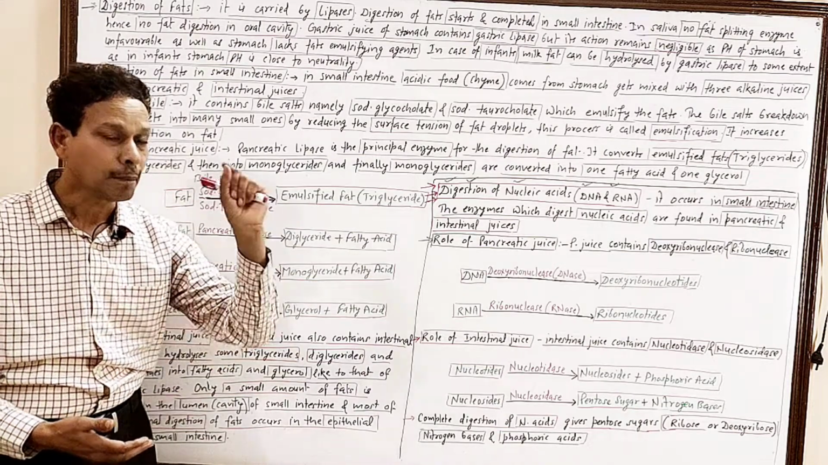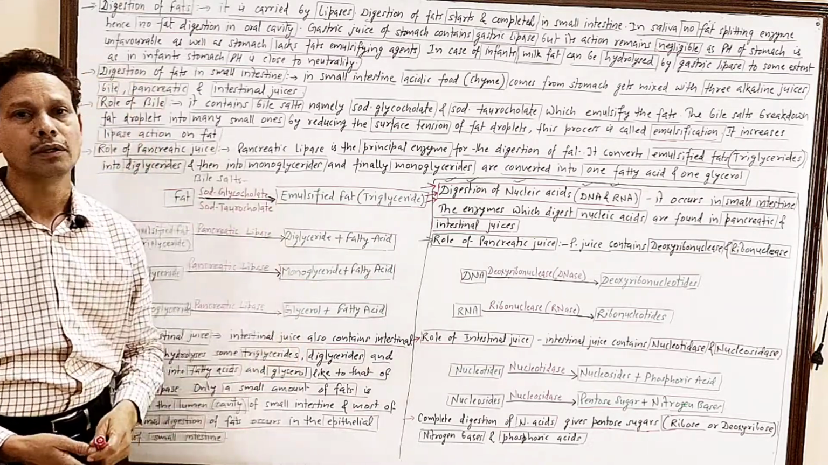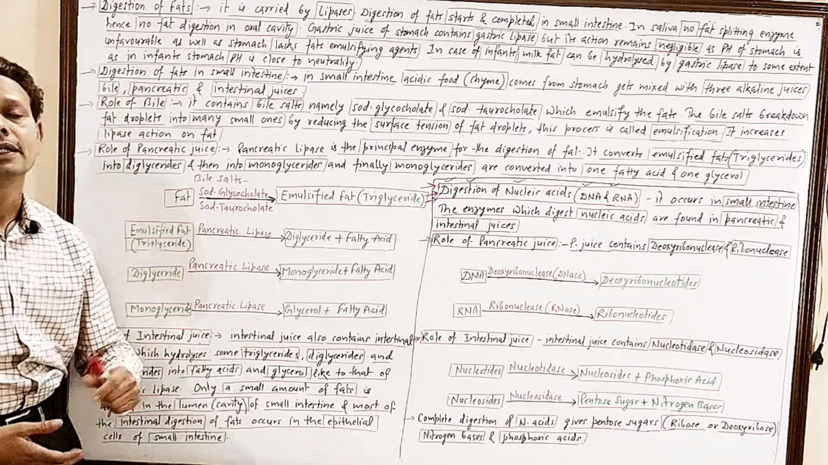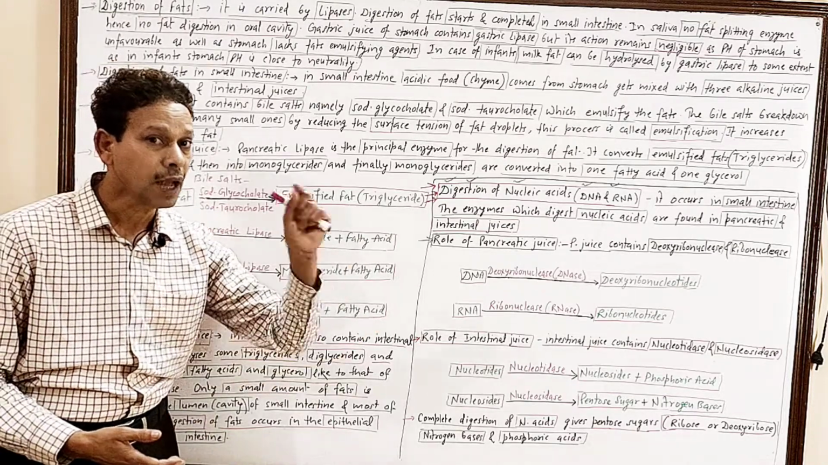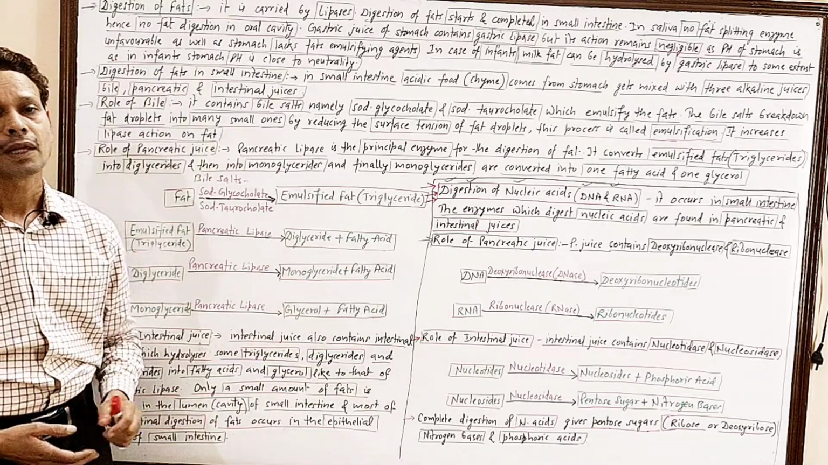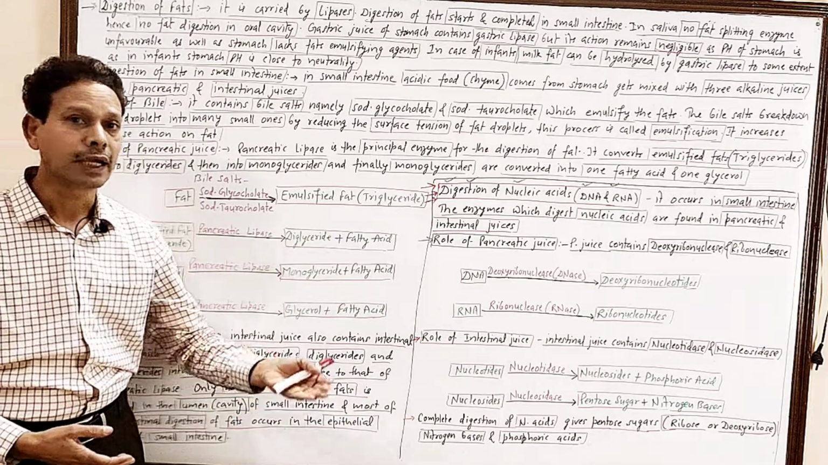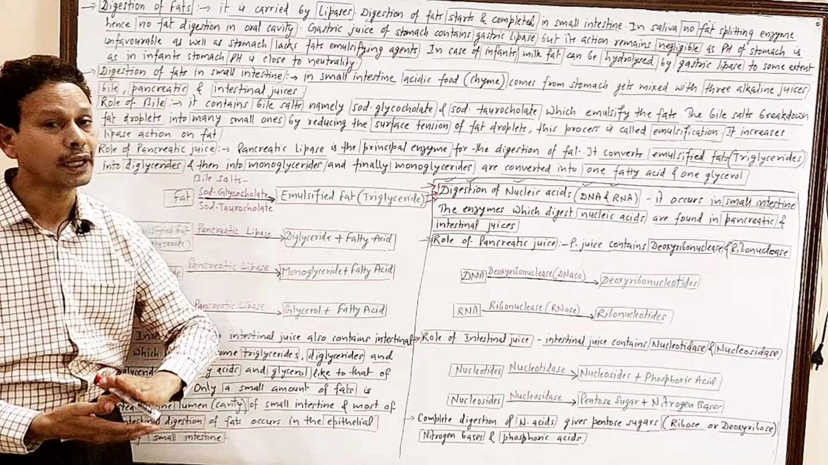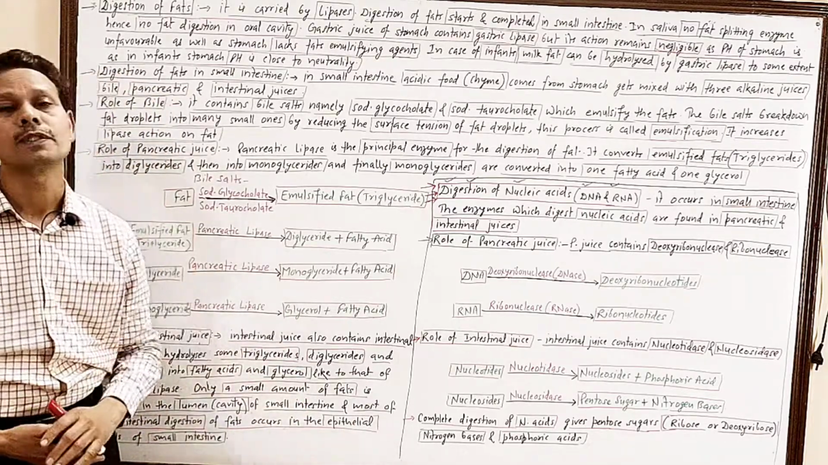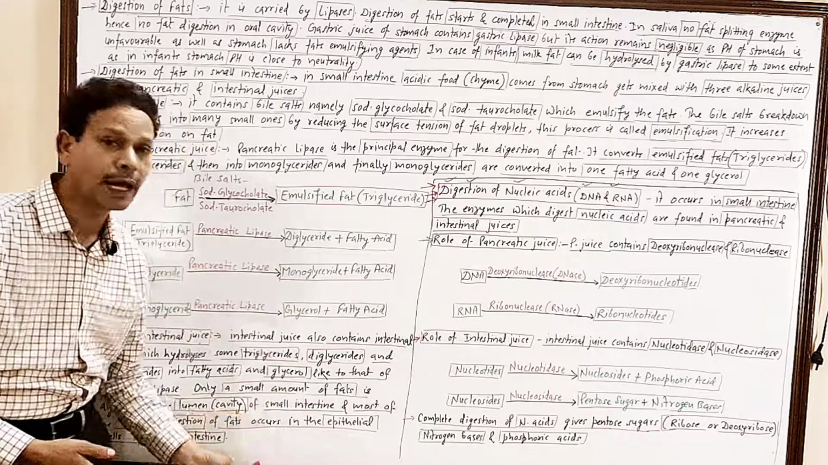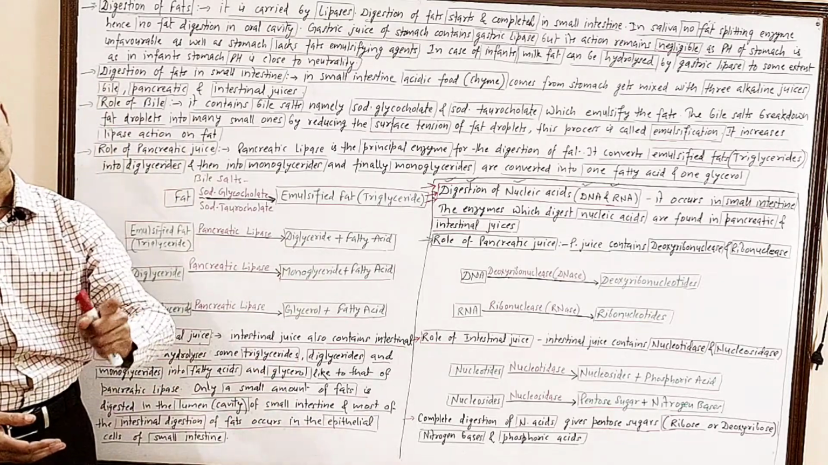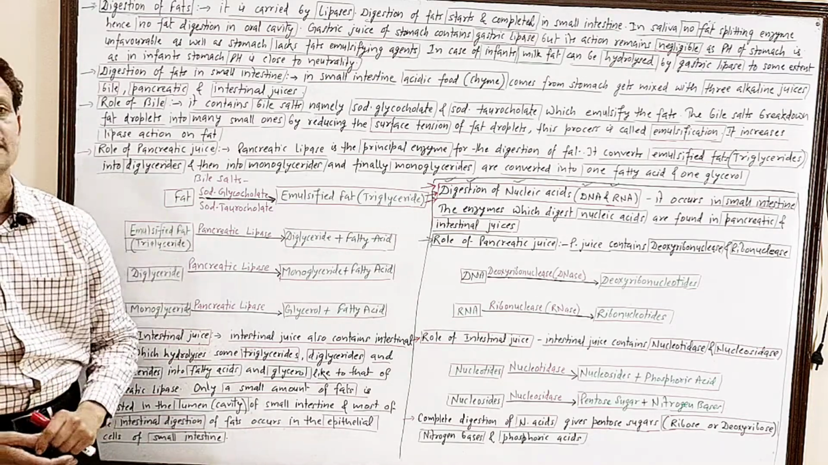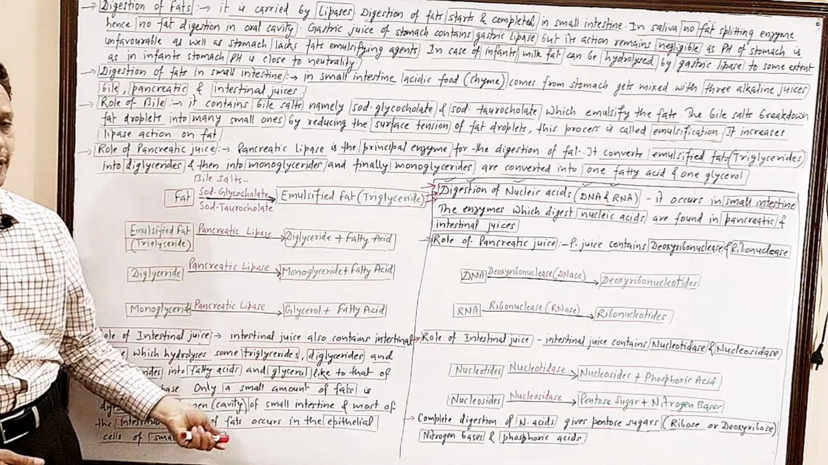It means the maximum, the main digestion of fat takes place in the epithelial cells of, dear students, the epithelial cells of the small intestine. It means the digestion is intracellular. Very small amount of fat digestion occurs in the cavity lumen of the small intestine. Otherwise, maximum digestion takes place in epithelial cells. It is intracellular. It occurs within the epithelial cells of the small intestine.